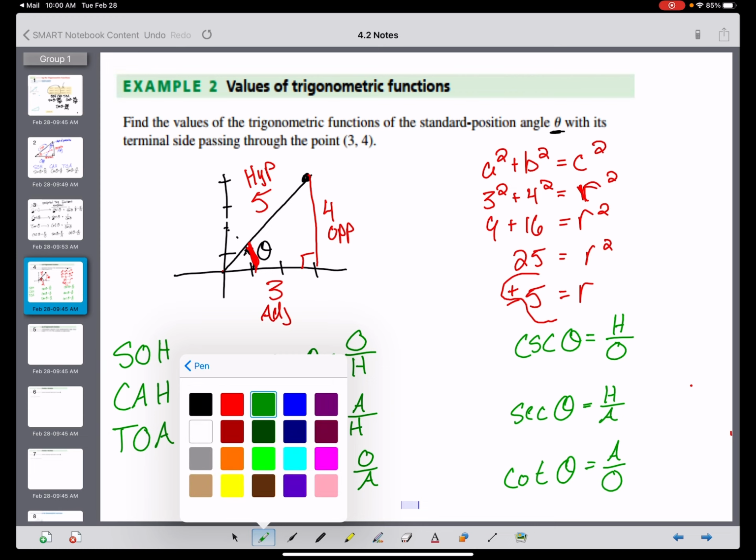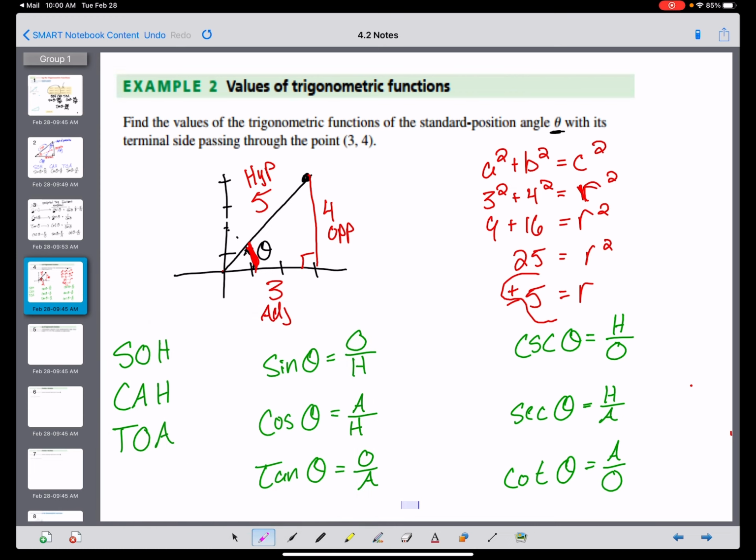So let me change my color. All right, so sine is going to equal, the sine of this angle would be the opposite, 4, over the hypotenuse, 5. The cosecant is just going to be 5 over 4. The cosine, the adjacent, 3 over the hypotenuse, 5. The secant is just going to be 5 over 3. The tangent, the opposite, 4 over the adjacent, 3. The cotangent, 3 over 4.